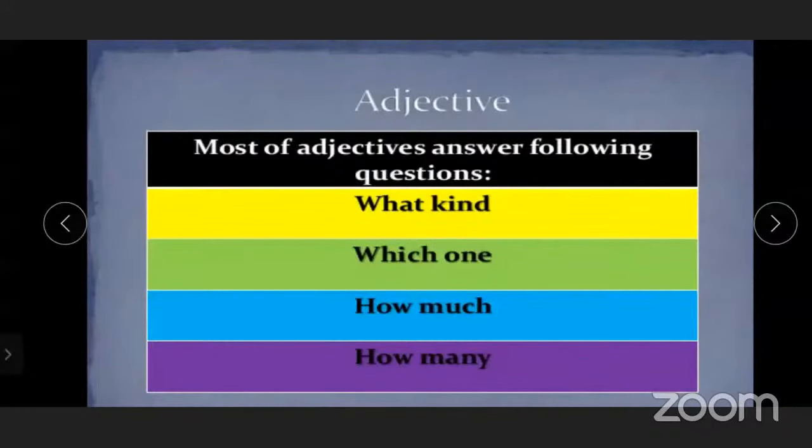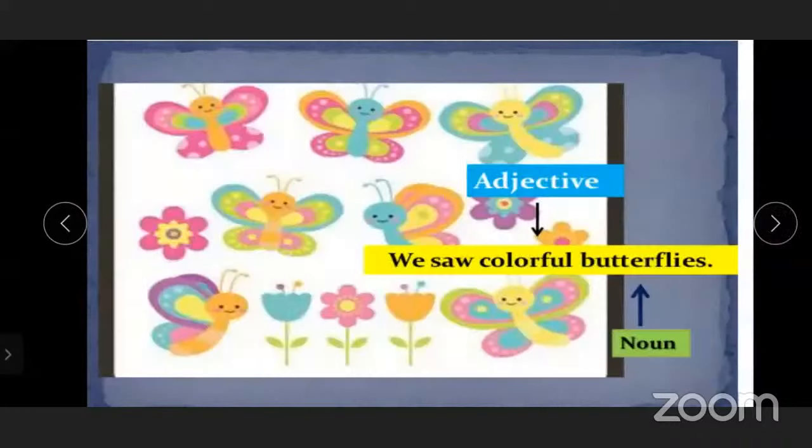Most adjectives answer the following questions: what kind, which one, how much, how many. These questions tell us more about the noun. Can you read this sentence? We saw colorful butterflies. Now in this sentence, tell me which is the noun. Butterflies. And which word tells more about it? Colorful. So here, colorful is the adjective.